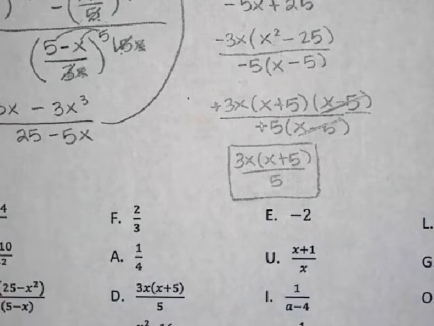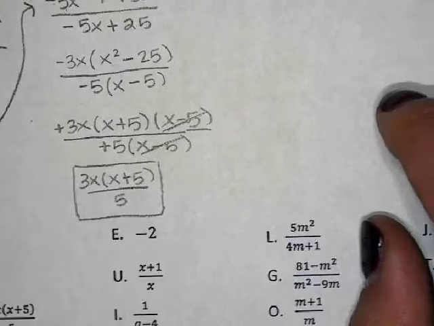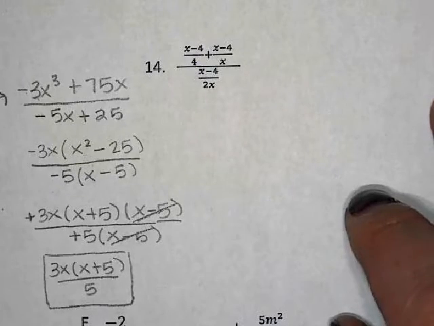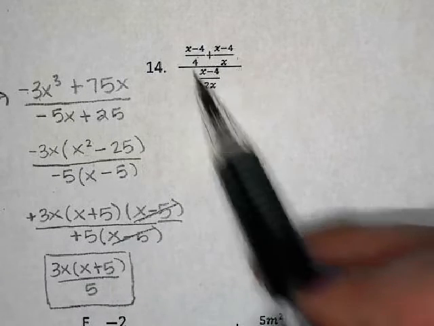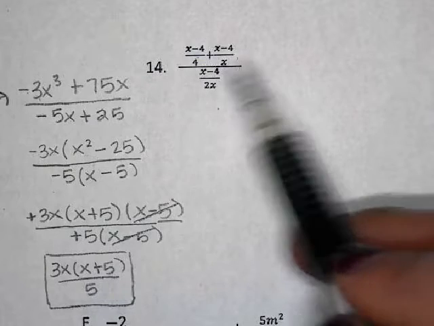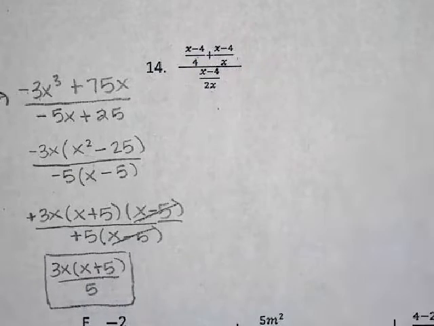All right. Let's go to number 14. So if we look at number 14, we have all of these written as fractions. So we don't have to fix any of them to become a fraction because they're all already there. We have a 4, we have an x, and we have a 2x. So what's the common denominator going to be?